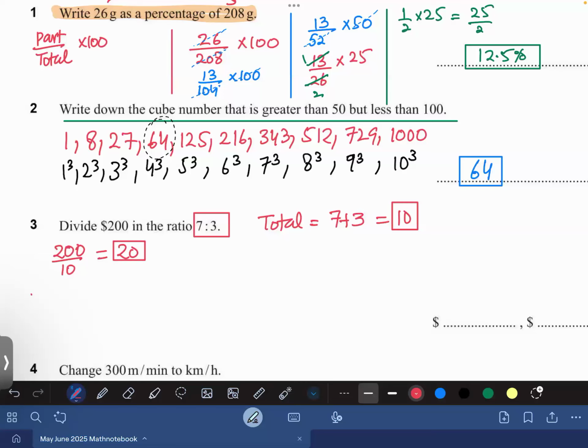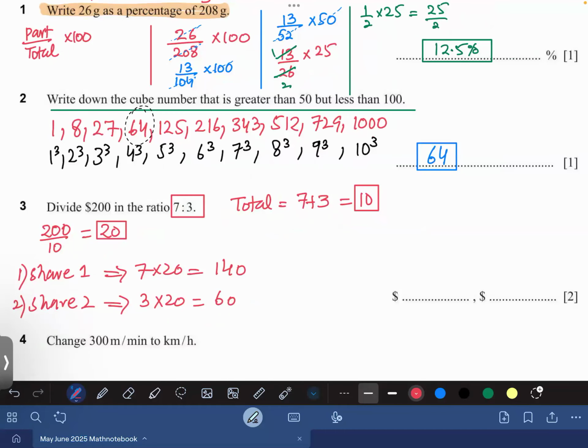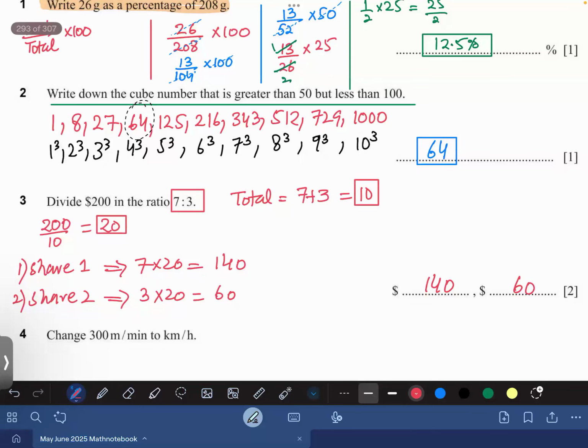So share 1 is 7 pieces of 20, which would be 140. And share 2 would be three pieces of 20, which would be 60. So 200 is distributed into 140 and 60. Okay, 2 marks.